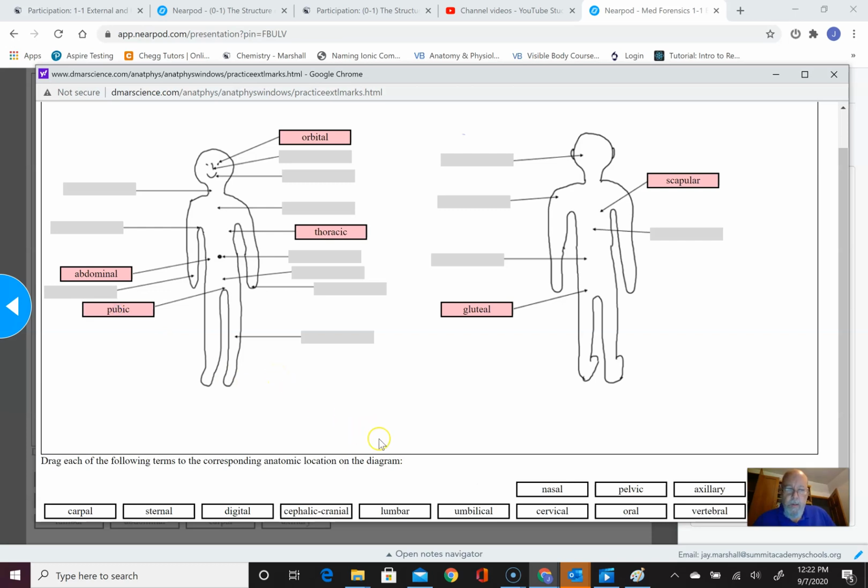Okay, so that's going to be it for this part of the discussion. So we'll close this video here, and then you'll have a second part which will talk about the internal body structures, and look forward to seeing that coming out really soon here.